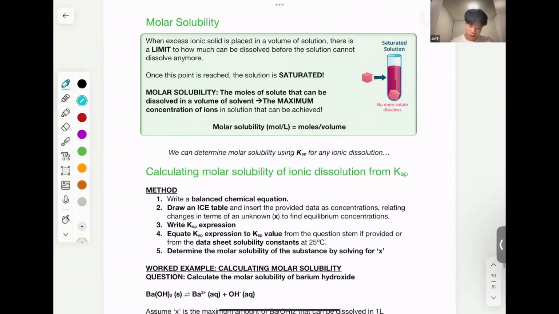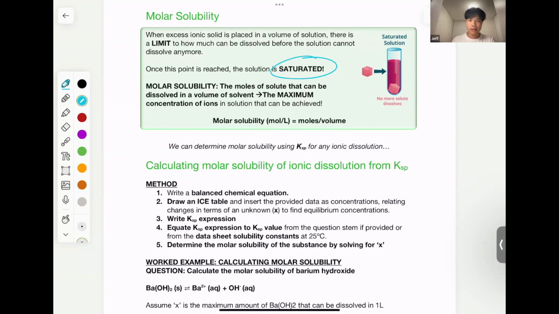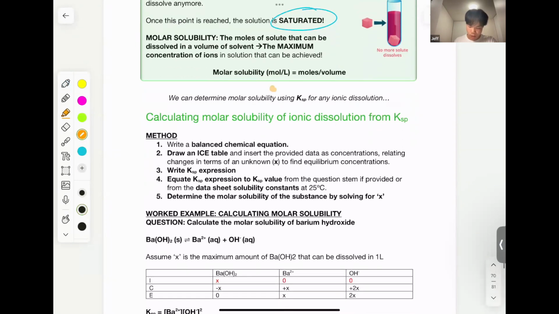The first question type we get is molar solubility, finding out how much of a solid we can dissolve per mole of solvent. This is basically finding at what point the solution becomes saturated, and you can be asked it in that way. Instead of being asked to calculate the molar solubility, you can be asked to calculate the concentration once the solution becomes saturated. It's the same question. And it's in terms of moles per liter, molar solubility.